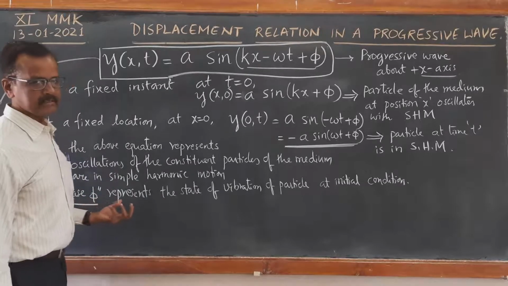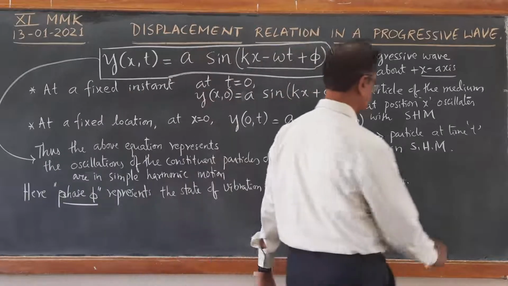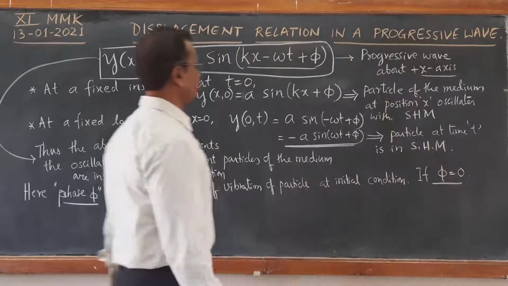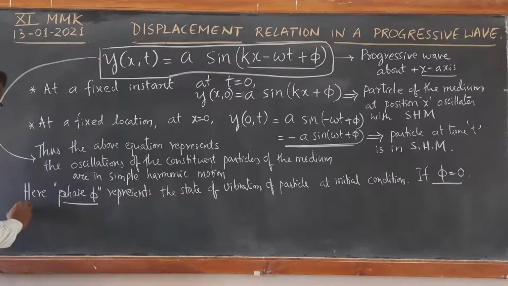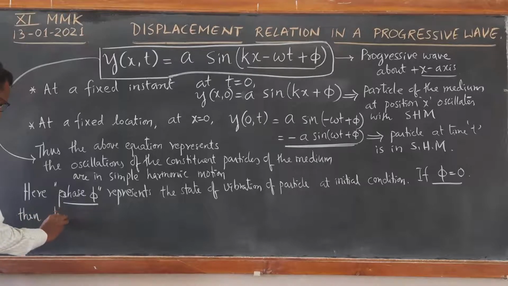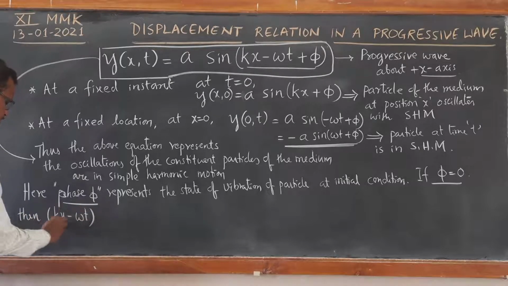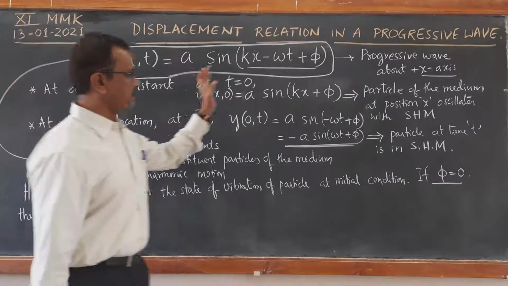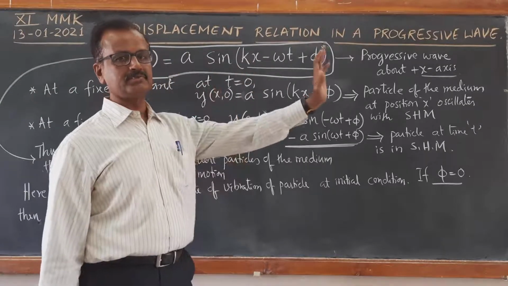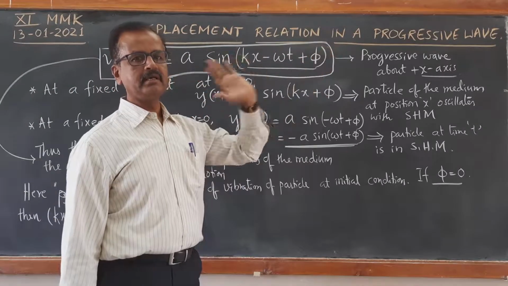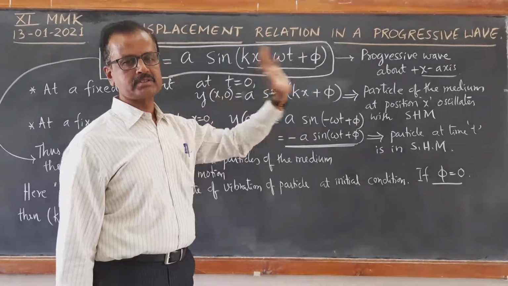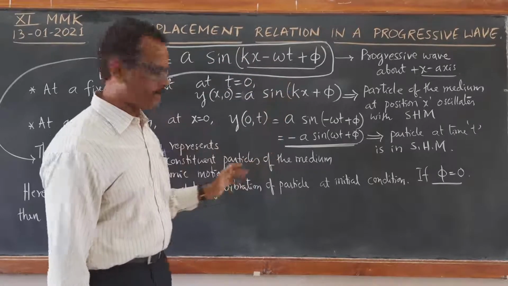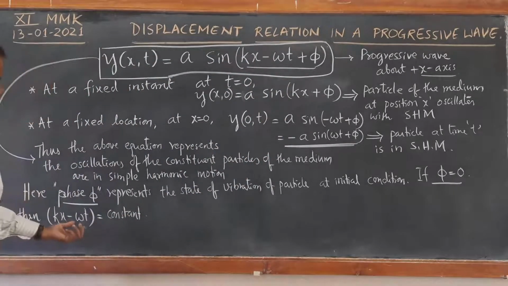Now, if we neglect this, we can take phase phi equal to 0. If phase phi is taken to be equal to 0, then we are left with kx minus omega t. Then kx minus omega t is taken to be constant. When a wave is traveling in a particular direction with constant speed, covering equal distance in equal intervals of time, then we can say that kx minus omega t is going to be constant.